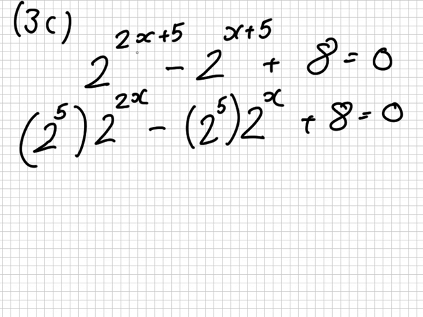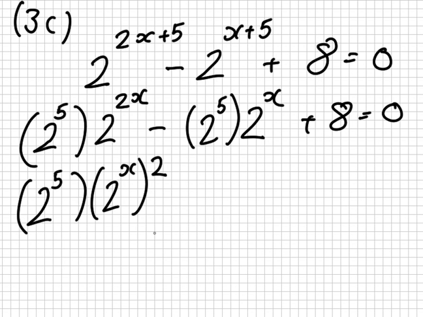So I'm using my first rule that just says if I multiply, I add the powers. So it's still the same. Now what I do is make this 2 power x squared. Or maybe I'll just use a different colour here.